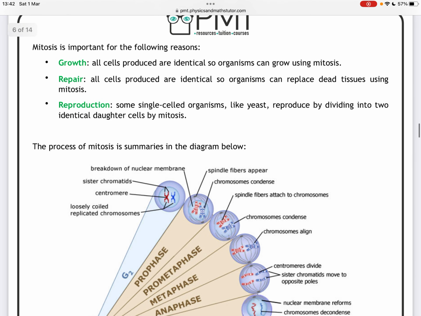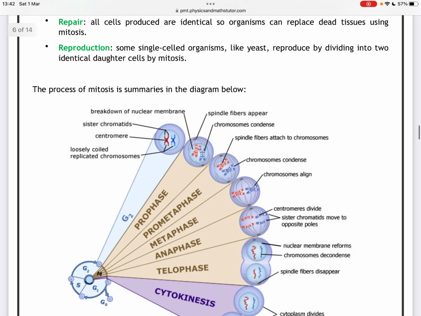Mitosis is very important as it is there for growth, repair, and reproduction. Growth: all the cells produced are identical, so organisms can grow using mitosis. Repair: all cells produced are identical, so organisms can replace dead tissues using mitosis. Reproduction: some single-celled organisms like yeast reproduce by dividing into two identical daughter cells by mitosis.